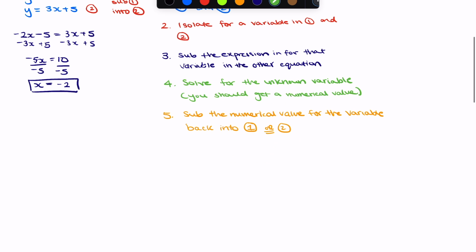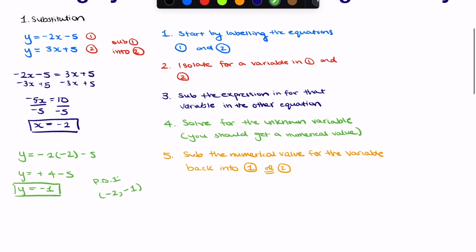Here we have y is equal to -2 times -2, which is the x value we just found, minus 5. Sorry, -2 times -2 is +4, minus 5, which will give us a value of -1. So that's our y value. Now our point of intersection is at -2 and -1. So that's the first way to solve a system of equations.